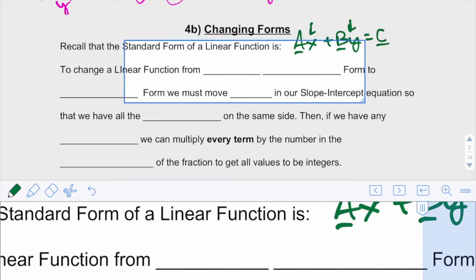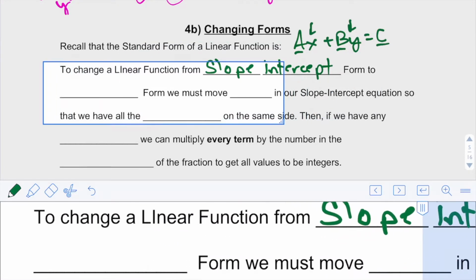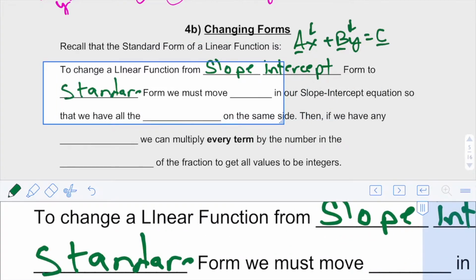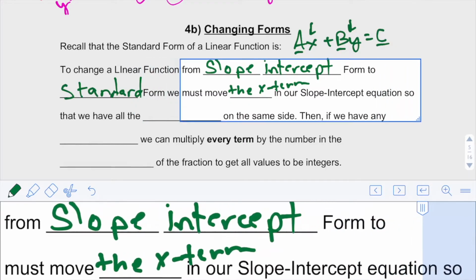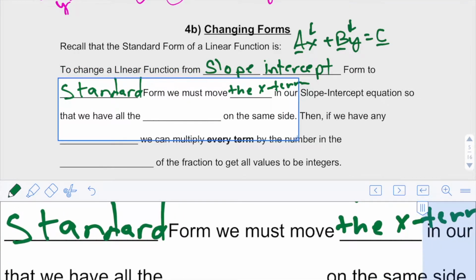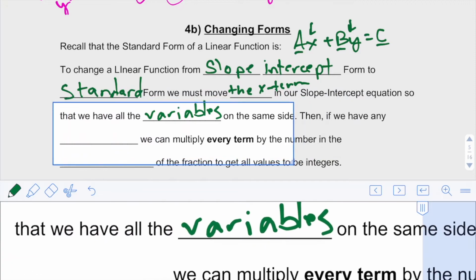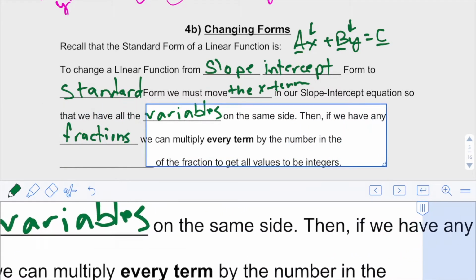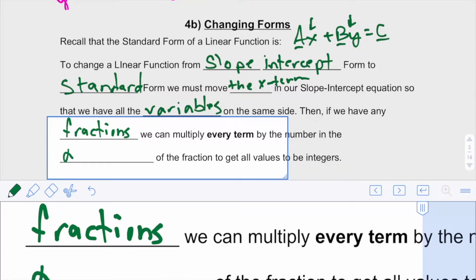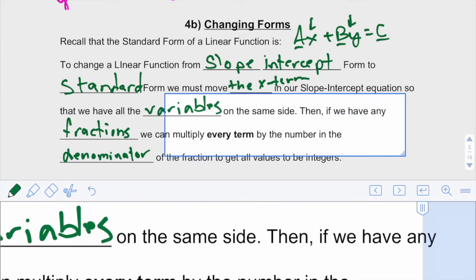To change a linear function from slope-intercept form to standard form, we must move the x term in our slope-intercept equation so that we have all the variables on the same side. Then if we have any fractions, we can multiply every term by the number in the denominator of the fraction to get the values to be integers. So let me go show you what that means.